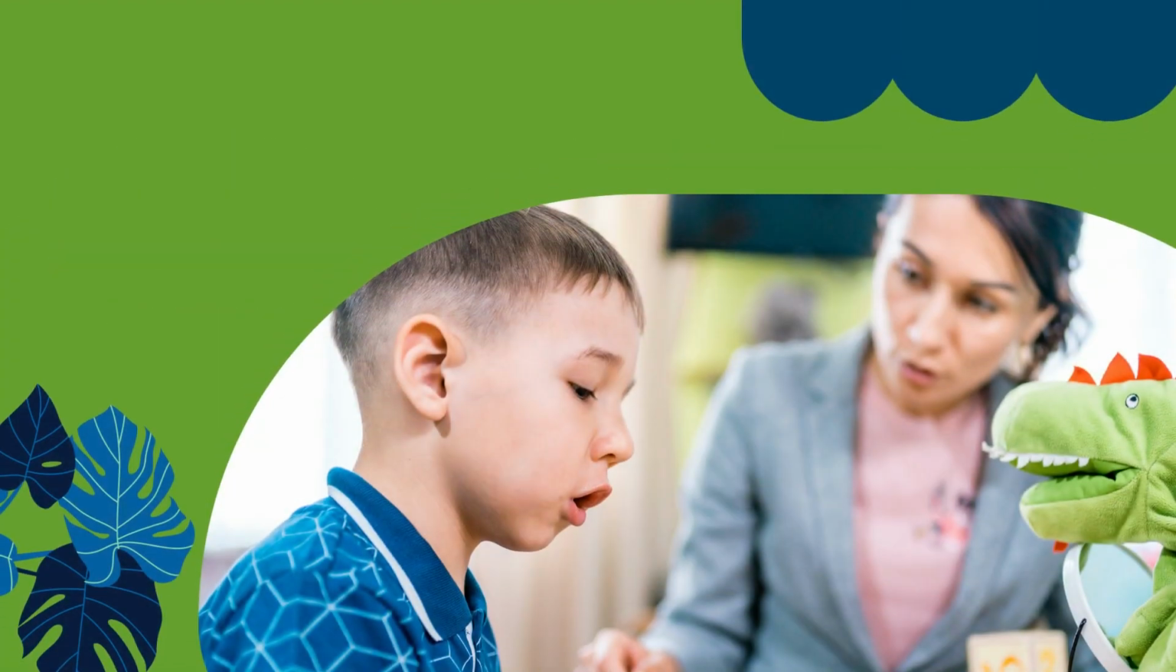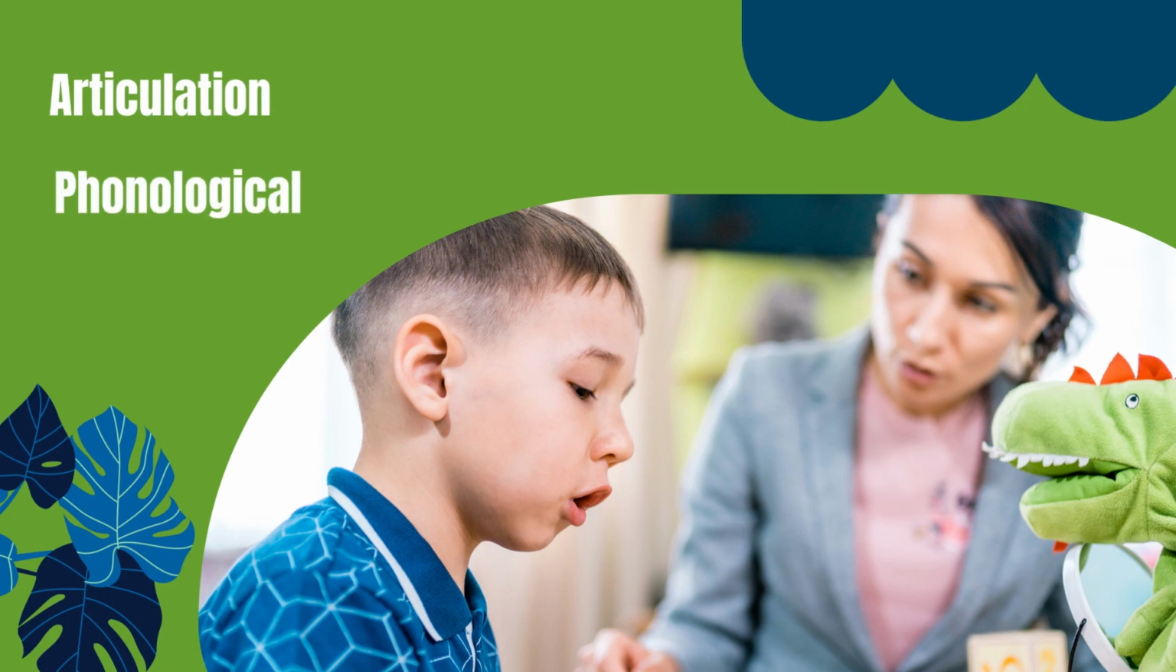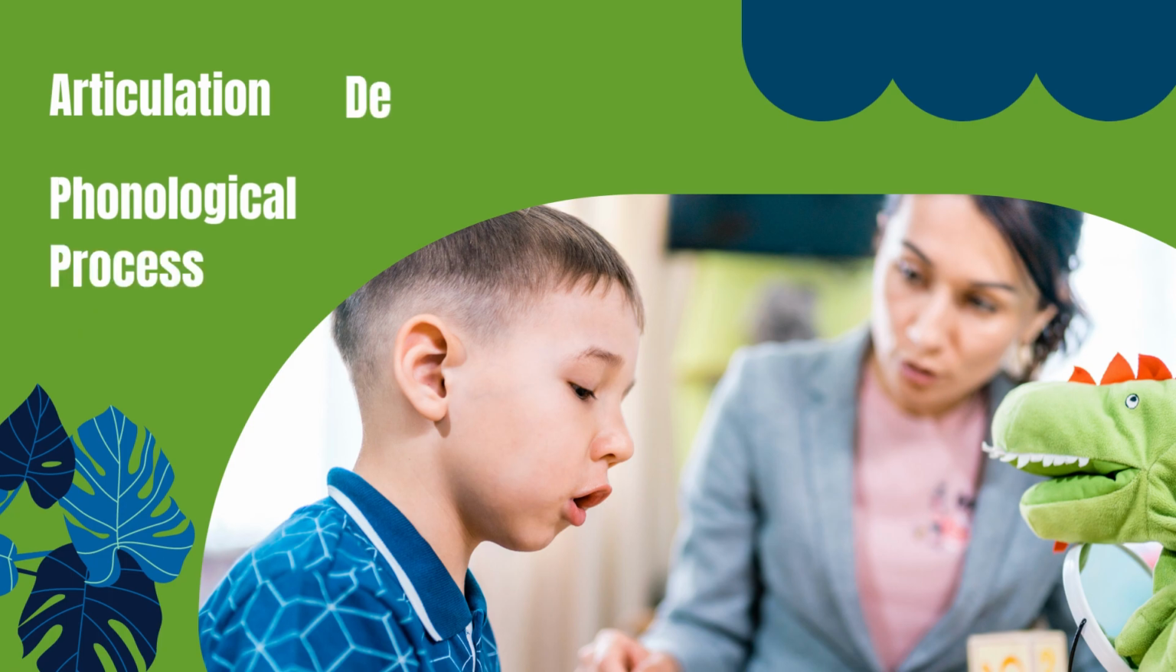Let's start off with some definitions. Articulation is how we move our lips, tongue, and other parts of our body to produce sounds. A phonological process is a pattern that generally applies to a group of sounds. Most children use phonological processes at some point during speech development. This is why some children say lello instead of yellow, or wed instead of red.